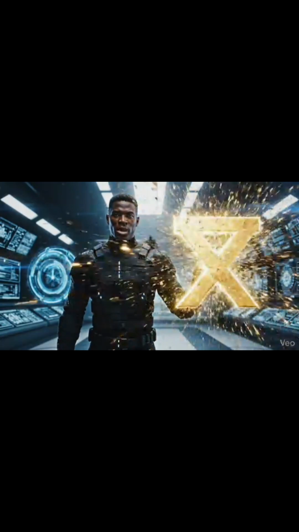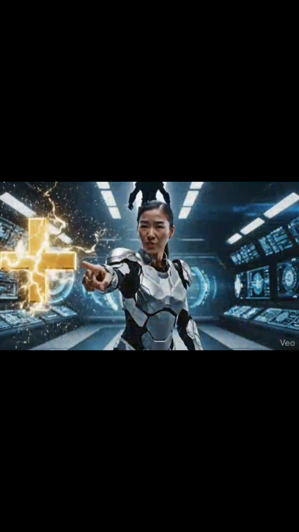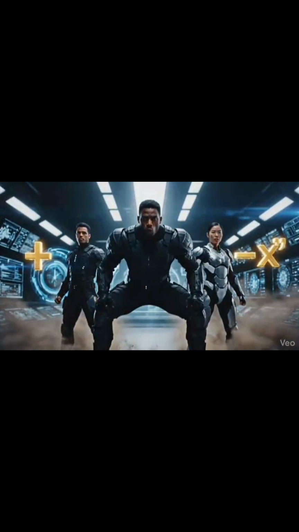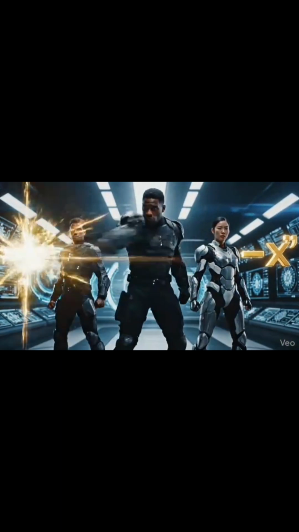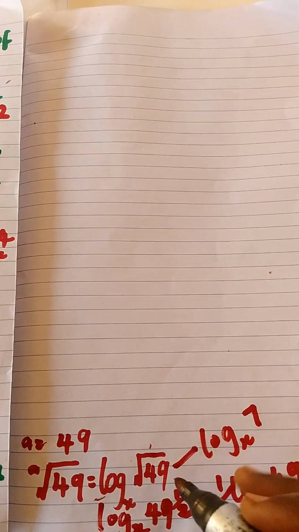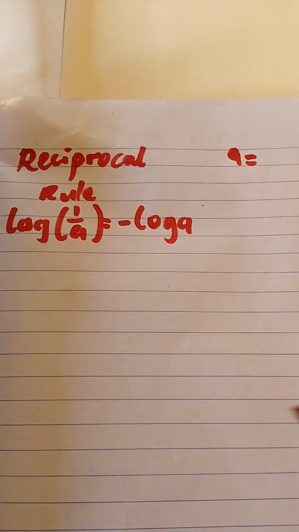Product rule, multiplication becomes addition. Quotient rule, division becomes minus. Power rule, exponent drops behind. Now move on to the reciprocal rule. Log 1 over a is equal to minus log a.